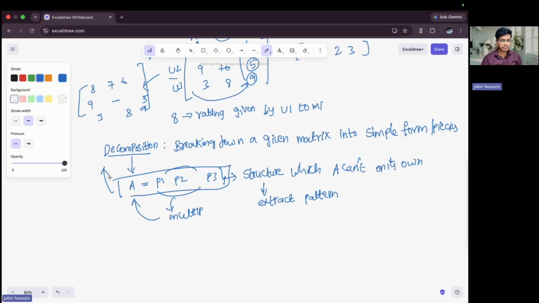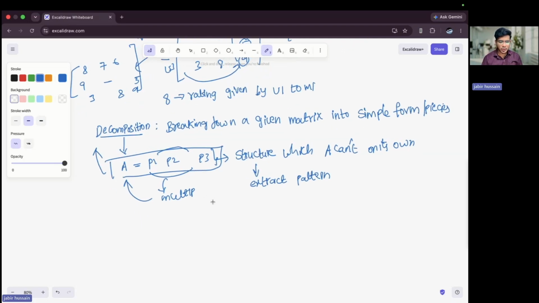Now, in simple number terms, let's say I have 12. I'm taking a random number, 12. So 12 can be represented in the form of 3 cross 4. These are like fundamental blocks of 12. 12 in itself is a big number, and this big number is broken down into smaller ones, and when you multiply the smaller numbers, you get the original number. Similarly, when you have a matrix A and you break it down into different pieces like P1, P2, P3 up to Pn, and when you multiply them, you should get the matrix A back. When this is happening, we call this decomposition of the matrix.